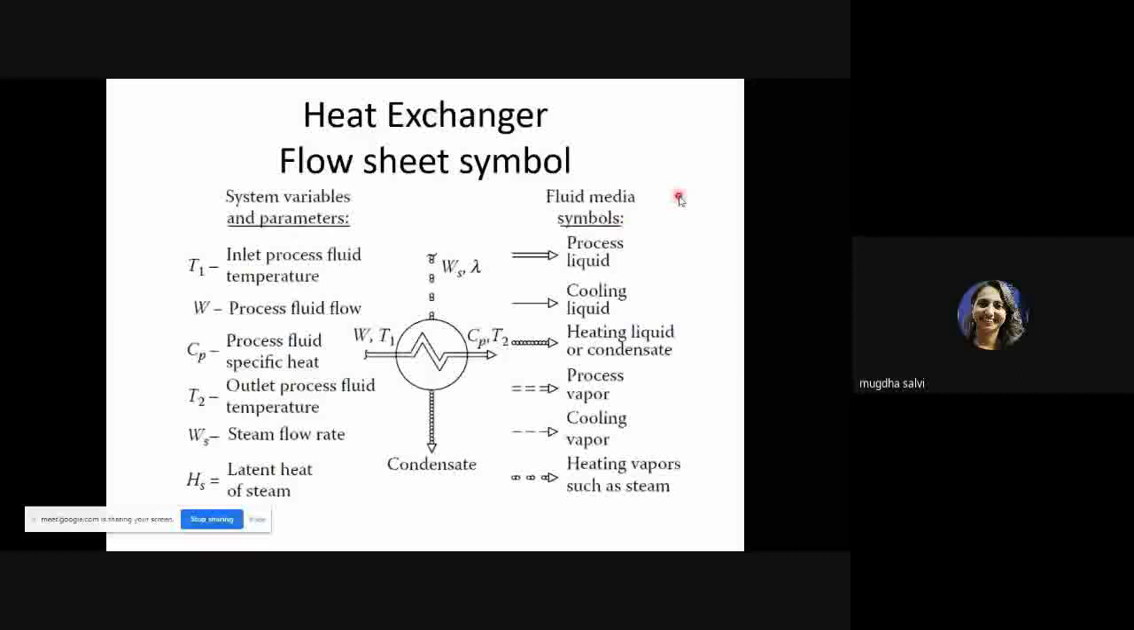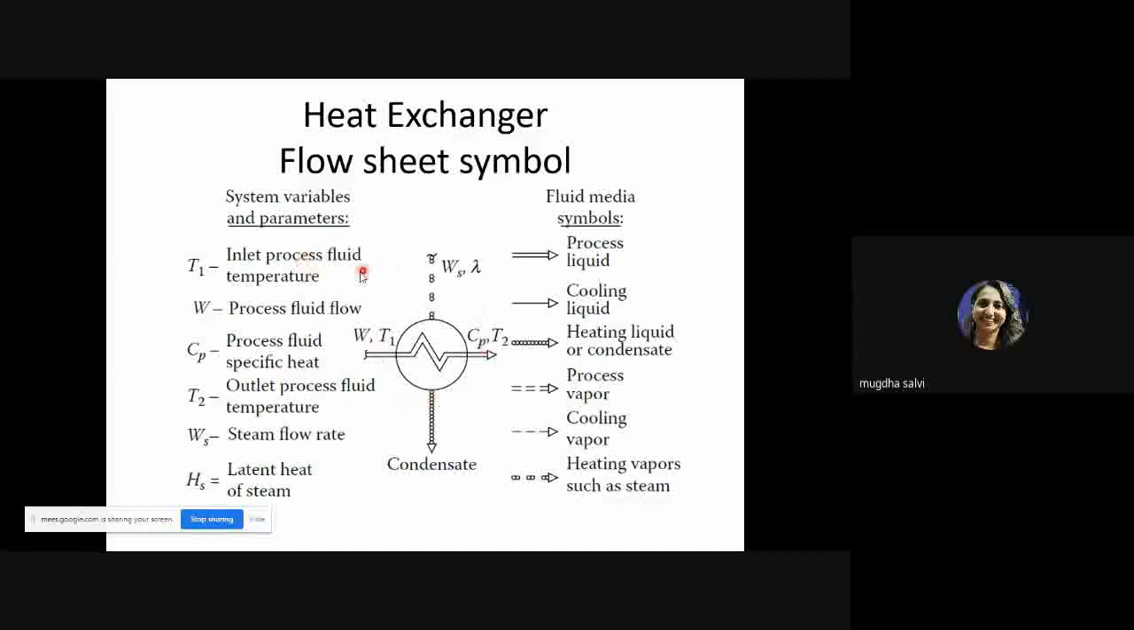Various fluid media that can be used are process liquid, cooling liquid, heating liquid or condensate, process vapor, okay, then cooling vapor, heating vapors such as steam. So all these are different types of fluid media that can be used with the heat exchanger. Similarly, we'll have to know the system variables and parameters for the reason of control of the heat exchanger. Our ultimate aim is to control these various unit operations. So this one heat exchanger is one unit operation.